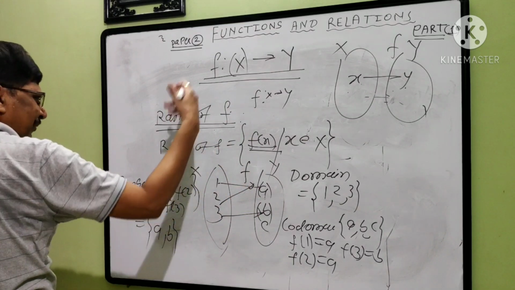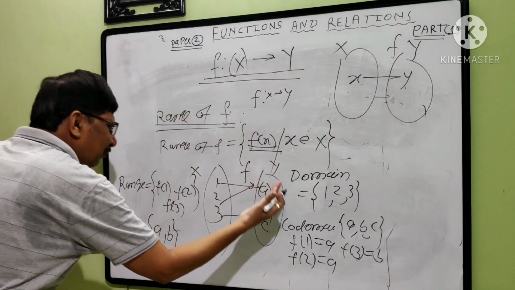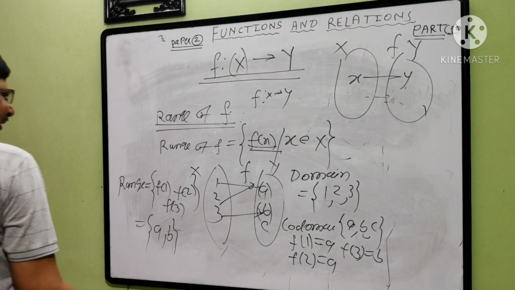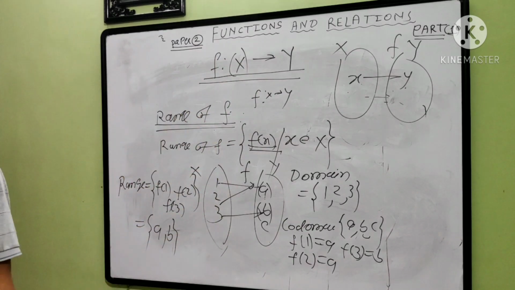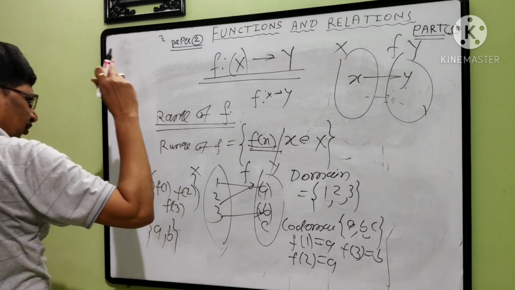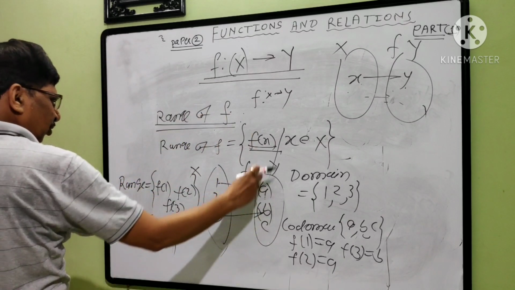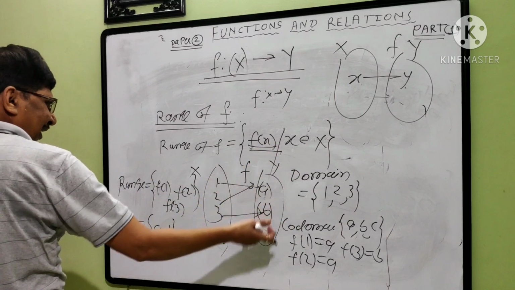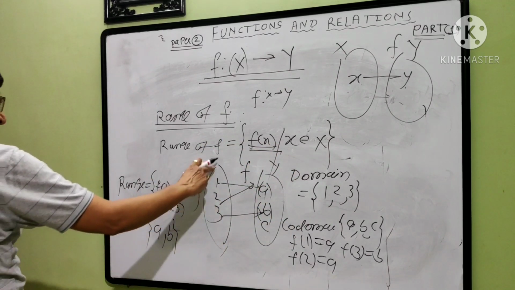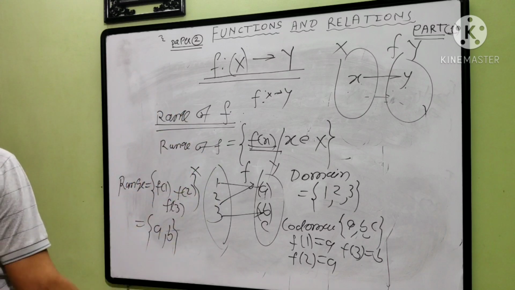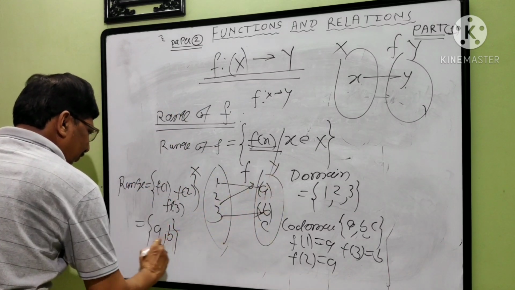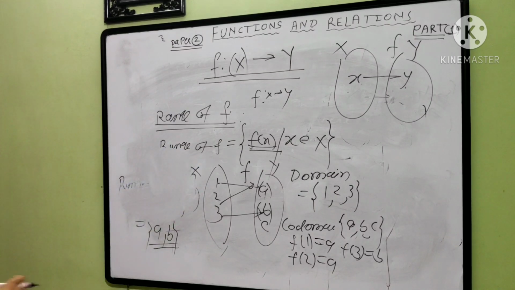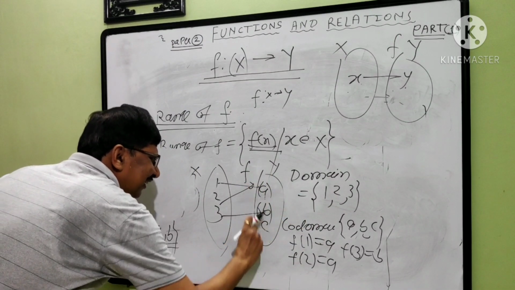Means in the range which elements will come? Those elements of the codomain which are related to, or which are images of, some element of X. Again I am repeating, those elements of the codomain which are the images of some element of the domain. Now which are the images? Only A and B. Therefore the range is A and B. But the codomain is A, B, C. The whole set is the codomain.